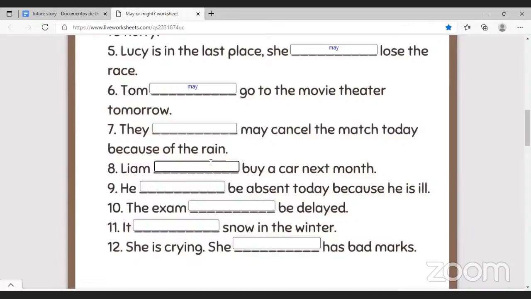You can do it, Larissa. Number 8. Okay. Liam might buy a car next month. All right. Great. He may be absent today because he's ill.